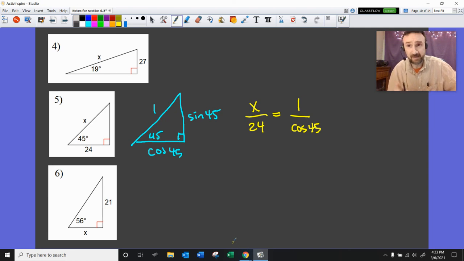Now, I think some people are going to try and tell you that you'd have to set this up as cosine of 45 degrees is equal to the adjacent side divided by the hypotenuse. So you'd have a fraction that said 24 over x. And I find that students make a lot of mistakes when they put an x in the denominator. So I always write it this way. I'd say x over 24, and then figure out which fraction I'm going to write in the other triangle.